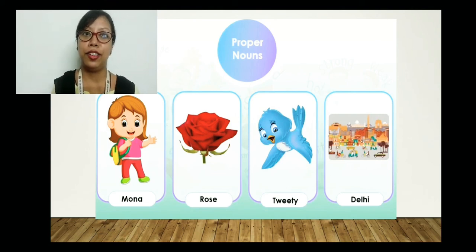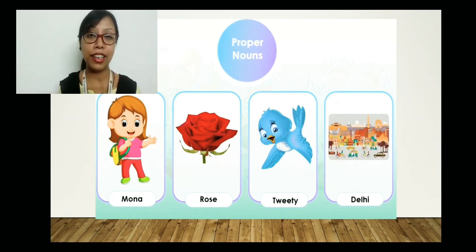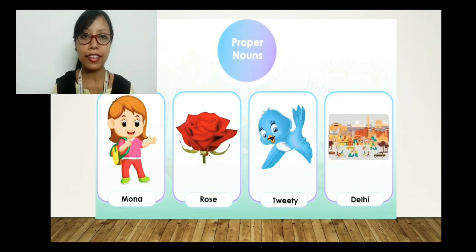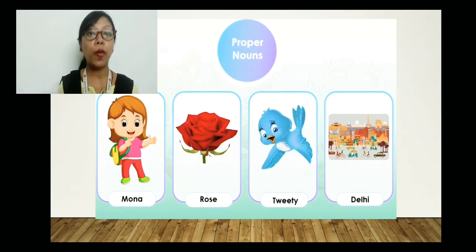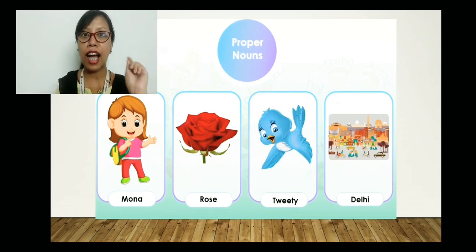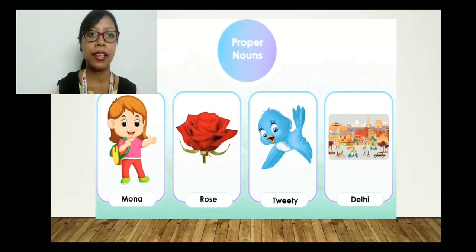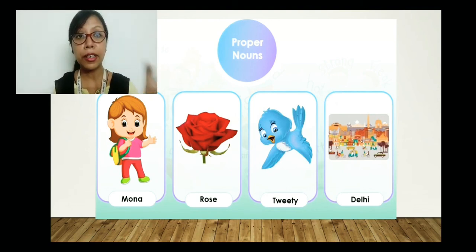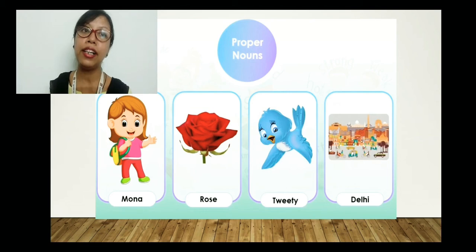Then Tweety. Suppose I have a bird and her name is Tweety. If I say bird, that means all birds. But if I say Tweety, Tweety is my bird, right? So Tweety is a blue bird. Then we have Delhi. Delhi is a city of India, right? So I'm not talking about the other cities of the world. I'm talking about only the city Delhi. So I am pointing out a particular city, which is Delhi. So these Mona, Rose, Tweety and Delhi are all particular or specific. That is why they are called proper nouns.